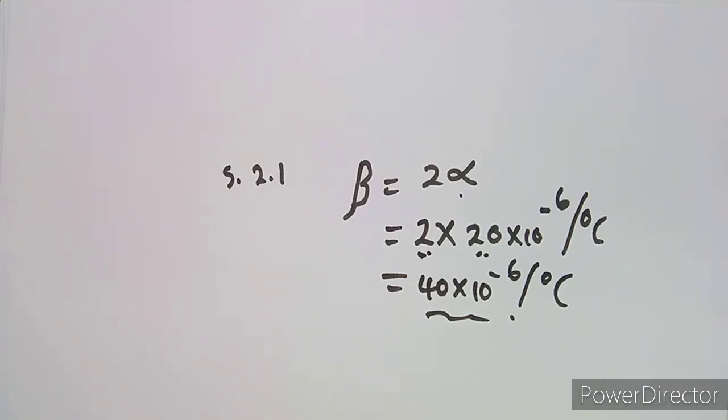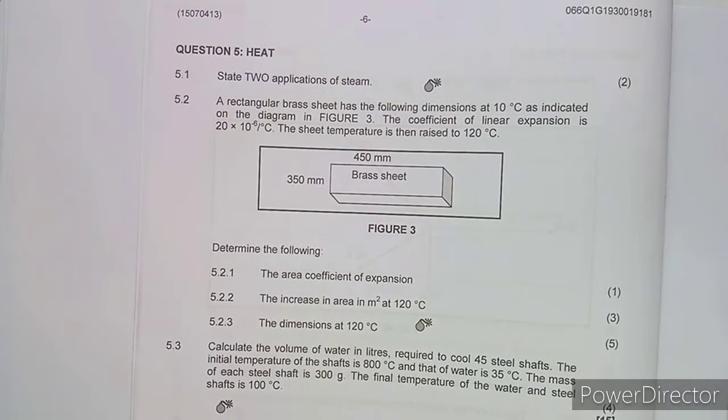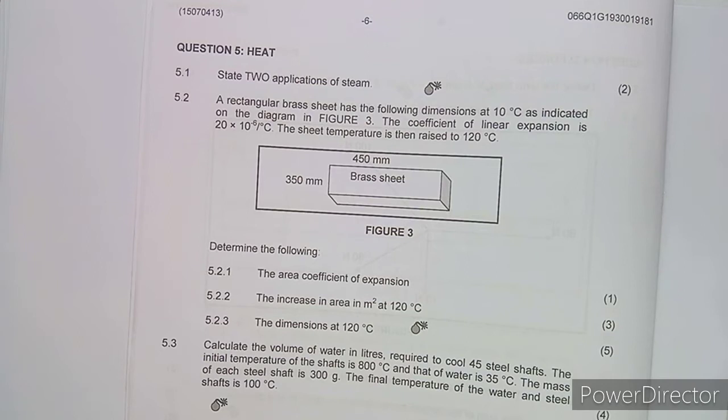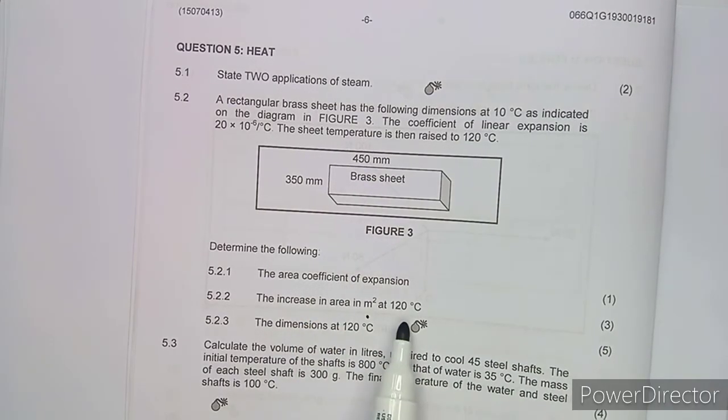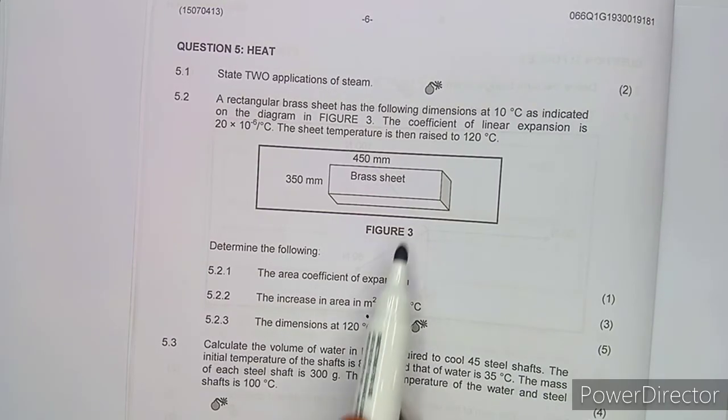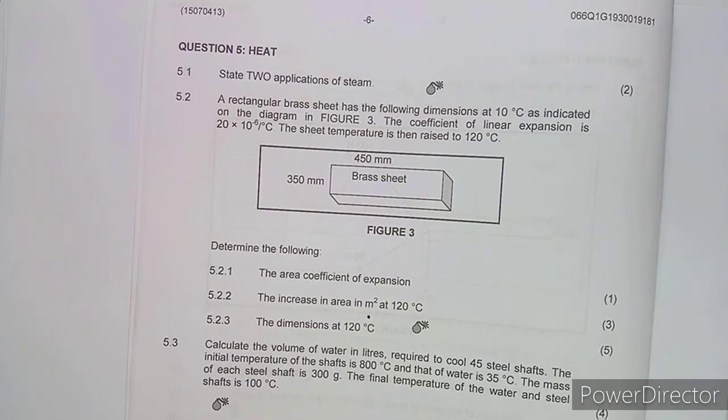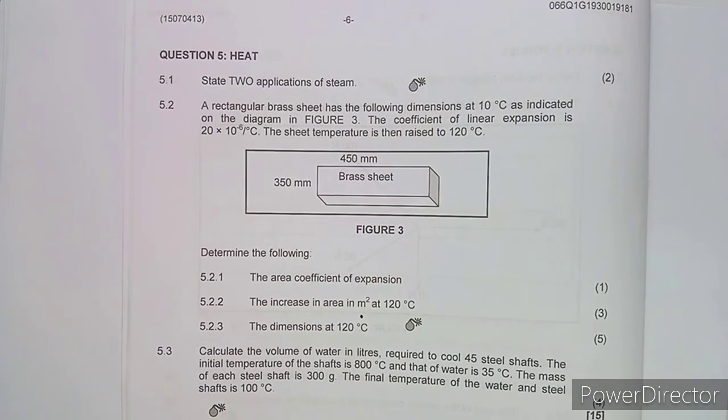Then the other question now is 5.22. Take note, guys. The question is: determine the following: the increase in area in square meters. These are millimeters, so we need meters, not millimeters, at 120 degrees Celsius, which means after an increase of temperature, what was the increase in area, the change in area? The change in area can be a decrease or an increase, but it's supposed to be in square meters.